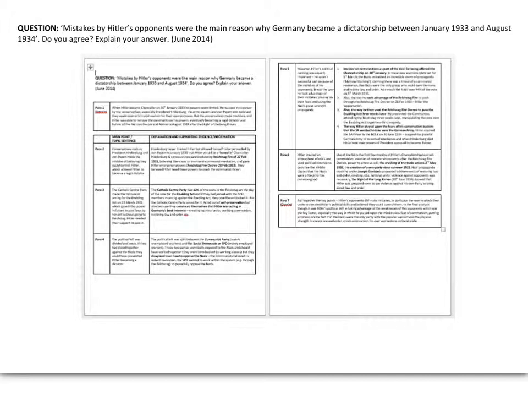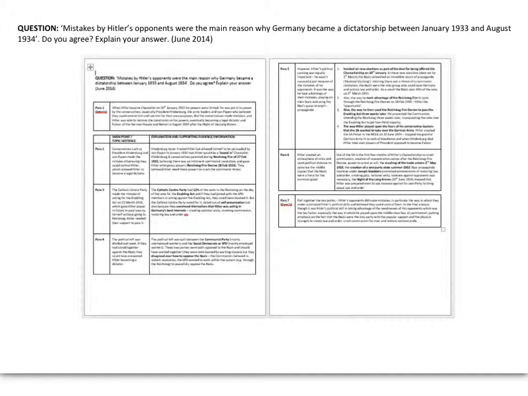Okay, so the question is, as always with an essay question, which would be a 5B or a 6B, you're given a quote by a historian, and the quote is this: "Mistakes by Hitler's opponents were the main reason why Germany became a dictatorship between January 1933 and August 1934. Do you agree? Explain your answer."